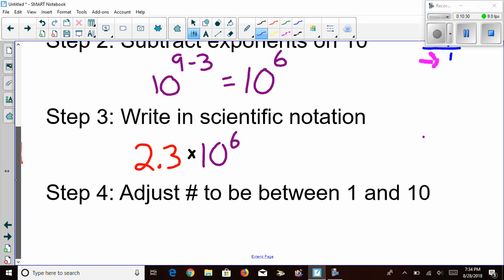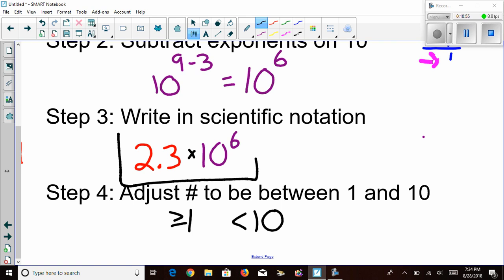Step 4 would be to adjust the number to be between 1 and 10. But here, since there is only one number in front of the decimal, and that number is greater than or equal to 1, but less than 10, our number is already correct, and our answer will stop here.